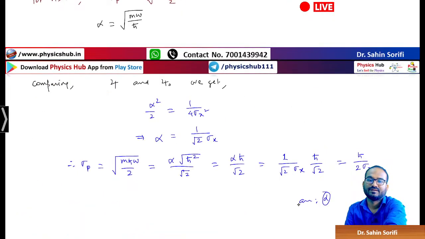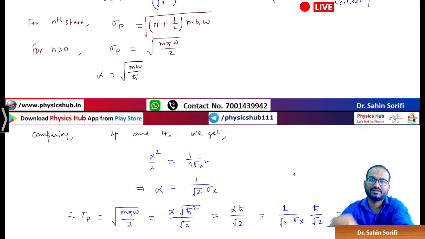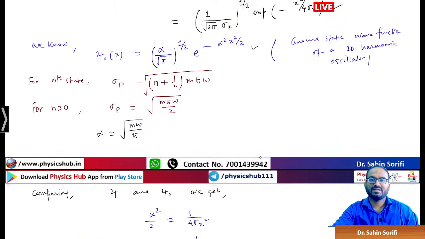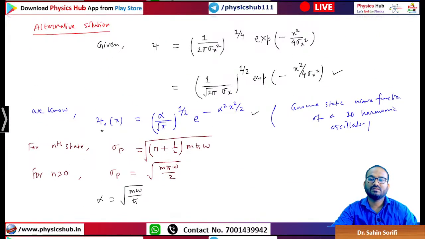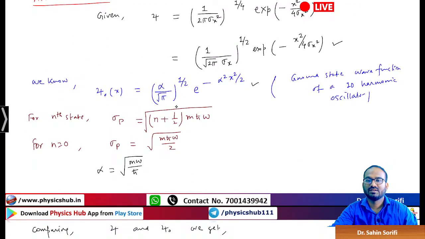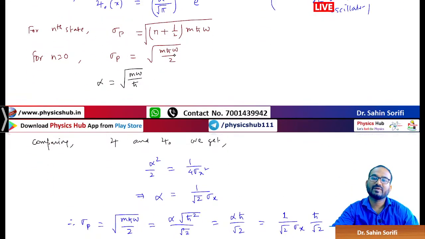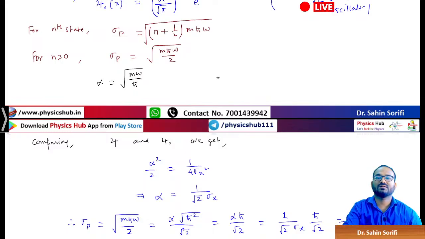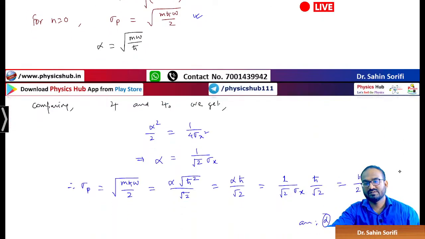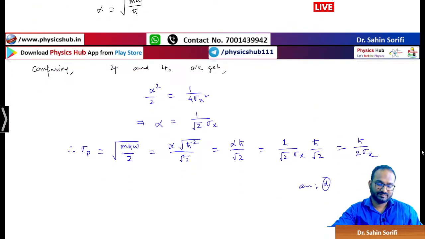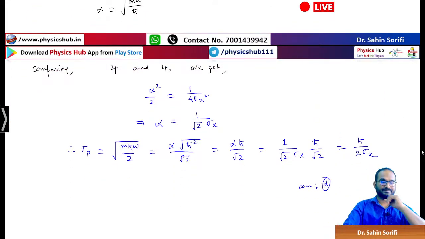Getting? So you can see alternative solution is quite easy. You just need to compare the psi and psi naught. From the psi and psi naught, alpha and sigma x, we found a correlation between alpha and sigma x, and you know the spread we have already. If you remember this result, then only it is suitable. If you remember this result of sigma p, square root of m h cut omega by 2, then you can easily find out in 1 or 2 steps. Is it clear or not? Tell me.